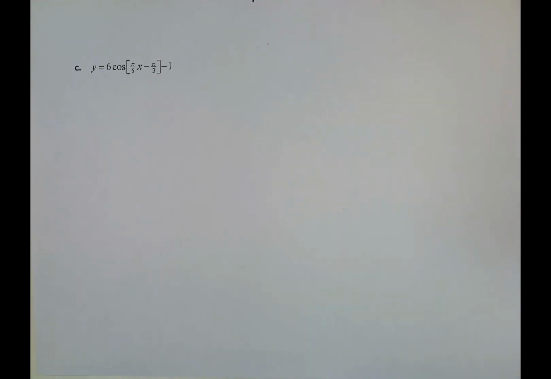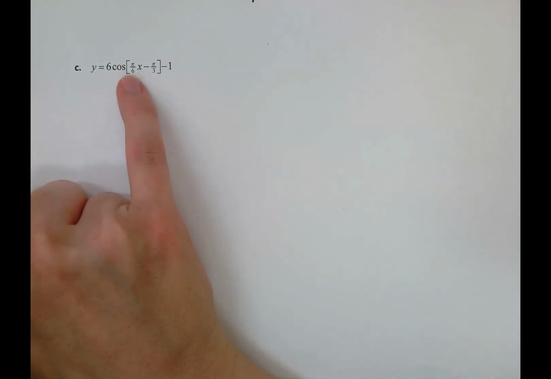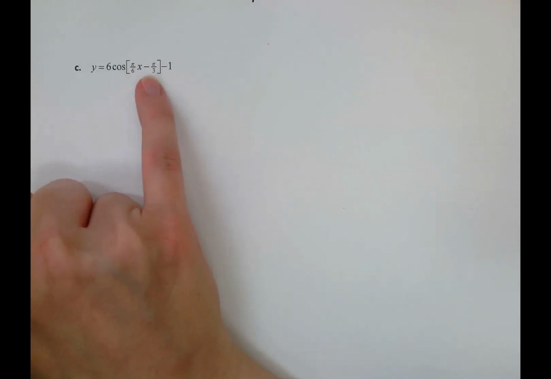In example 3C, notice that we now have every single transformation going on in our cosine graph. So the biggest thing that I want you to see is that inside this argument, inside these brackets, notice that we have our multiple in front of our x and then minus the pi over 3. This pi over 3 is not the phase shift, okay?